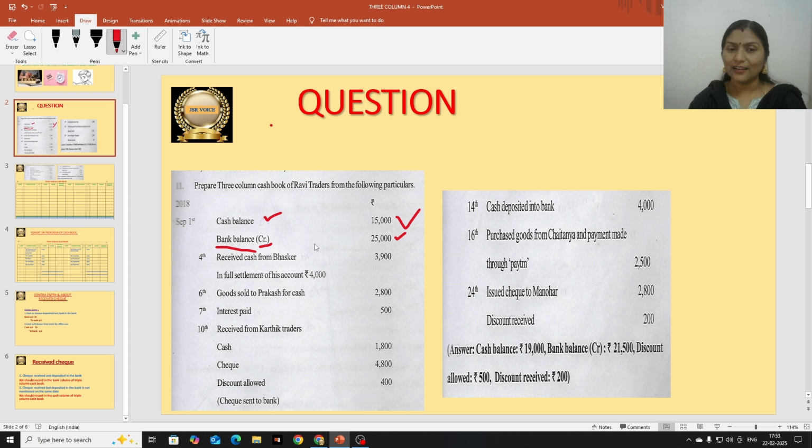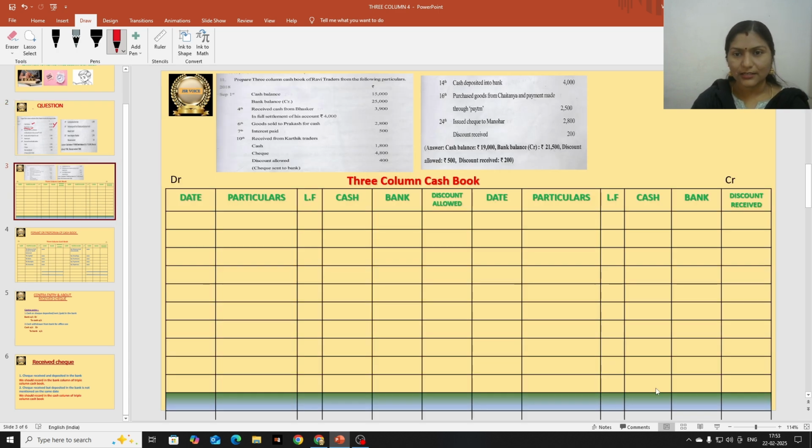Okay, is it clear? Let us go and write it. So this is a format of 3-column cash book that is ready to enter the transactions here. Format is date, particulars, LF, cash, bank, discount allowed. From date till discount allowed, that is the debit side. Again the same columns are repeated here: date, particulars, LF, cash, bank, discount received. This is the credit side.